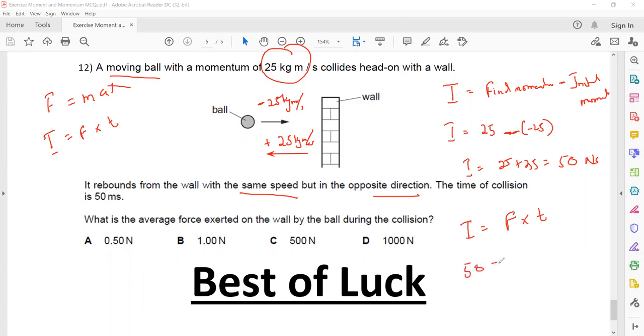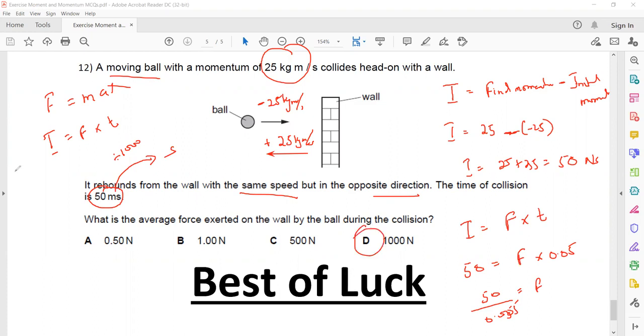Impulse is 50, force and time, and time is in millisecond. So you have to convert the millisecond into second. To convert millisecond into second, you divide by 1000. So it will be 50 divided by 1000, which is equal to 0.05. And 0.05 is multiplied, on the other side it will divide. So 50 divided by 0.05, that's equal to 1000 Newton. So D will be the right answer.